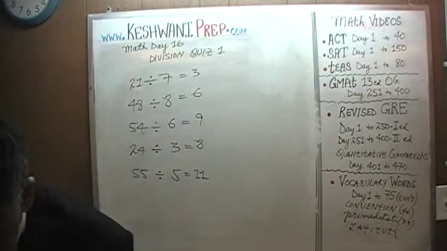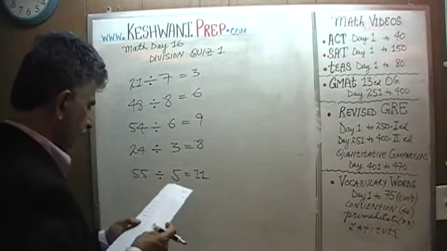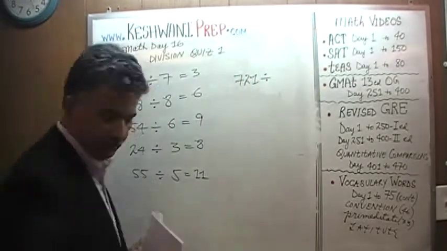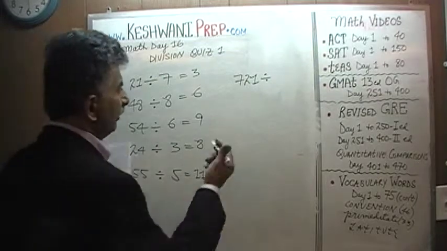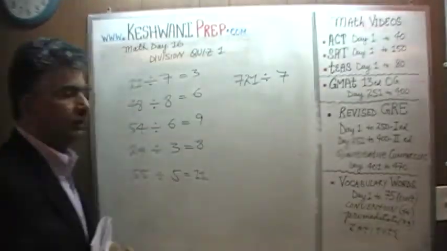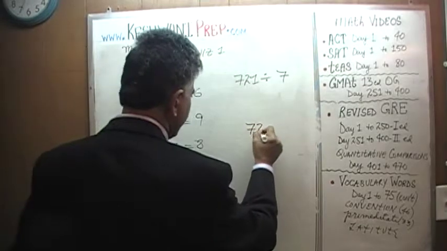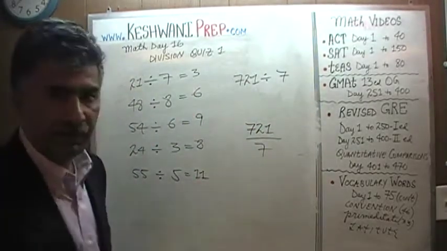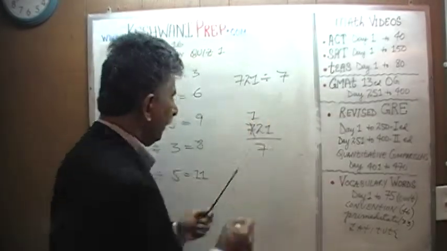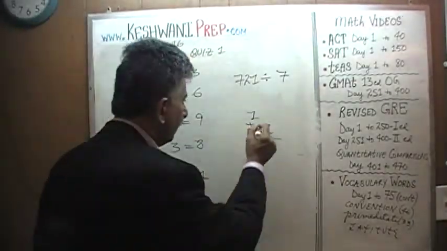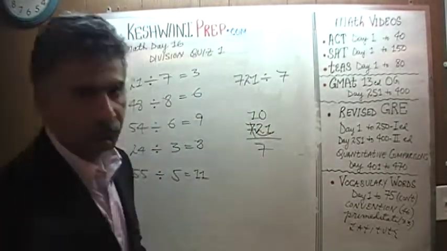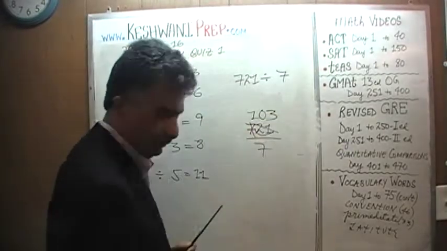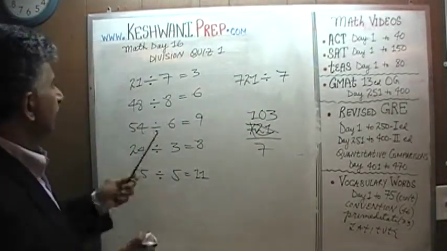Let's do 5 more. Here's the first one. 721 divided by 7. Actually, no, we're going to have to do the work. 721 divided by 7. Again, very simple. You ask yourself, how many 7s does 7 have? 7 has one 7. How many 7s does 2 have? 2 has no 7s. That 2 goes, it joins the 1, becomes 21. How many 7s does 21 have? 21 has 3 7s. The answer is 103.